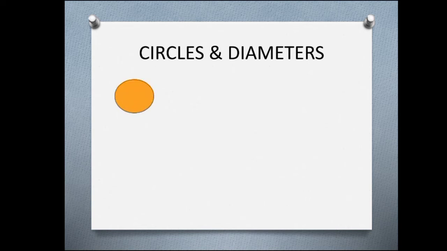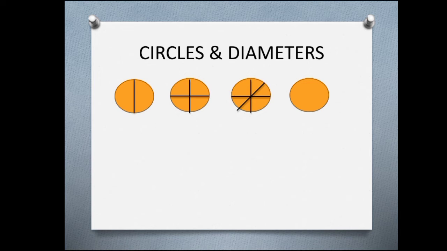Let's see one example of circles and diameters. See one circle, one diameter and two divisions. Two parts are equal. One circle, two diameters and four equal parts. Four divisions. One circle, three diameters and six parts. One circle, four diameters and eight equal parts.